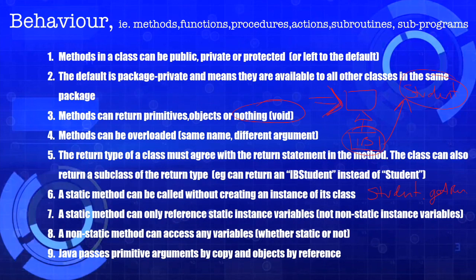A non-static method, like I said, can access any variable. Java passes arguments. If they're primitive, it passes them by value, and if they're objects, it passes them by reference. So an object will change everywhere. A primitive variable will only change temporarily inside that function.